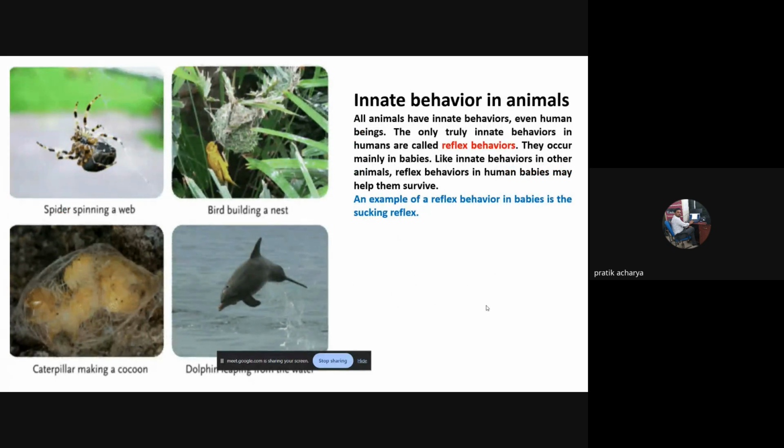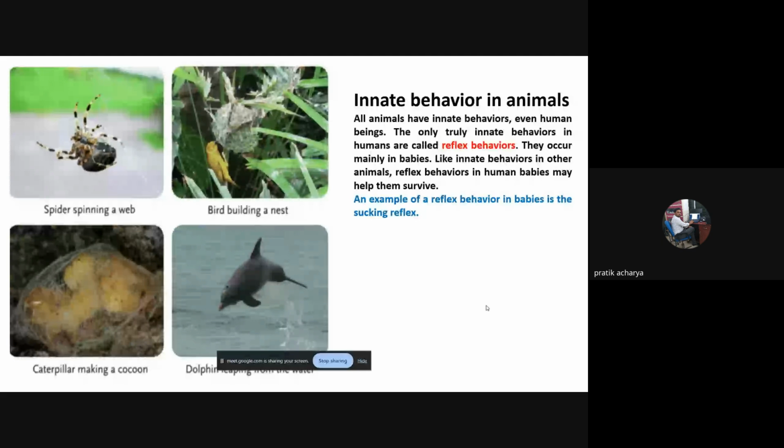So these are certain examples. Pictorial presentation of innate behavior. The spider spinning a web. There is no need of any teaching. Production of protein that is converted to web, that is converted to spinning of a web. In case of dolphin, the movement. In case of caterpillar, the making of cocoon. In case of birds, building of nest. All these are innate behavior. They are showing automatically without any learning.